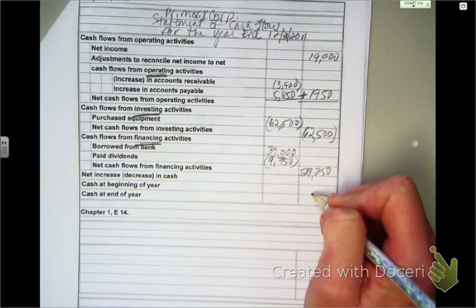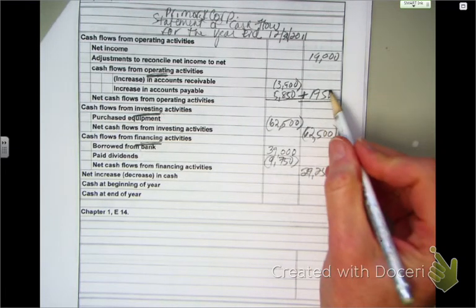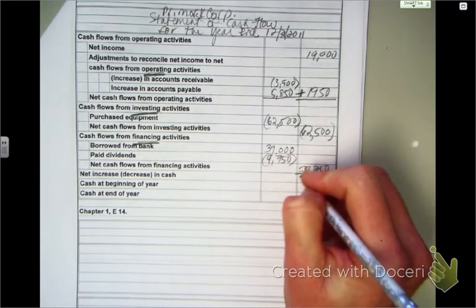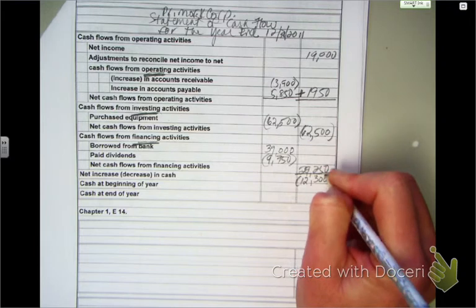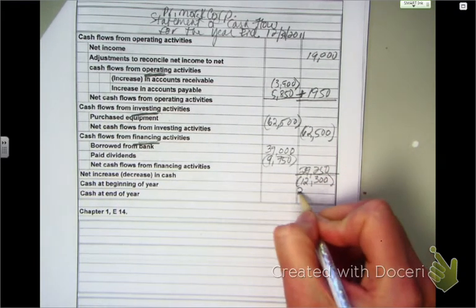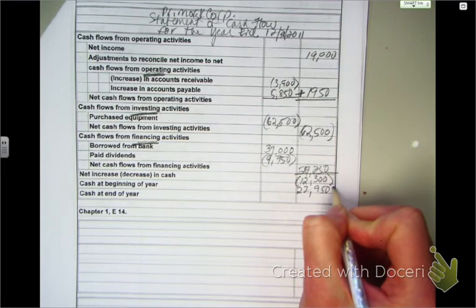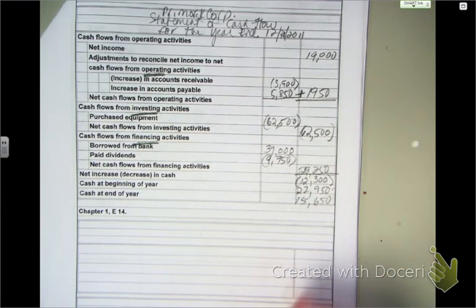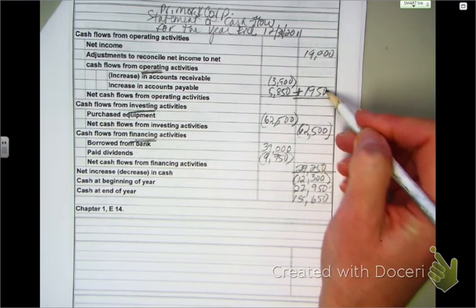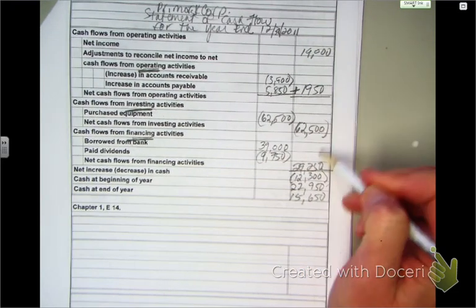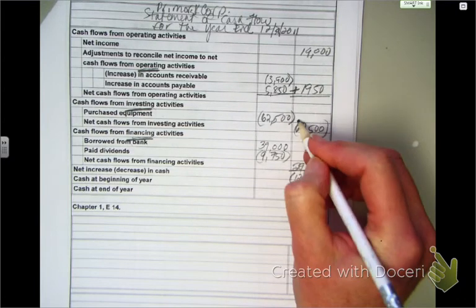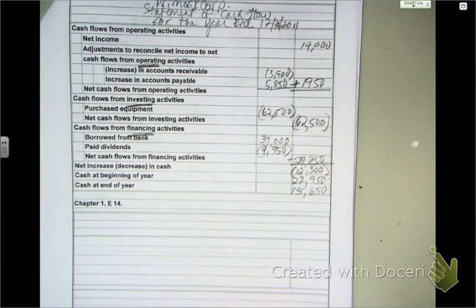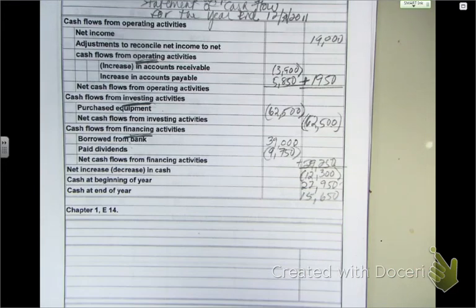$29,250. So when we add this all up, this is a plus, this is a minus, this is a plus. Our net change is a minus of $12,300, and then our beginning cash was $27,950, they said, and our ending cash would then be $15,650. How'd you get that 12,300? I'm just taking this, this, and this. So it's going to be plus 950, minus 62,500, and plus 29,250.